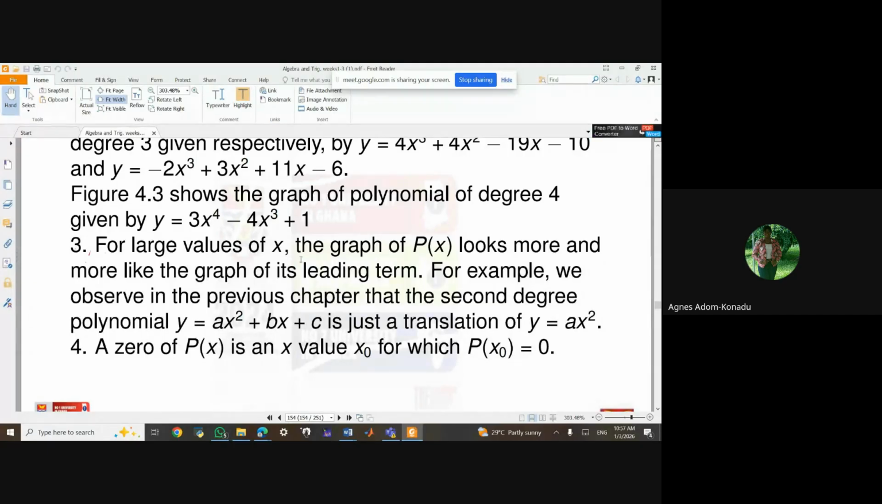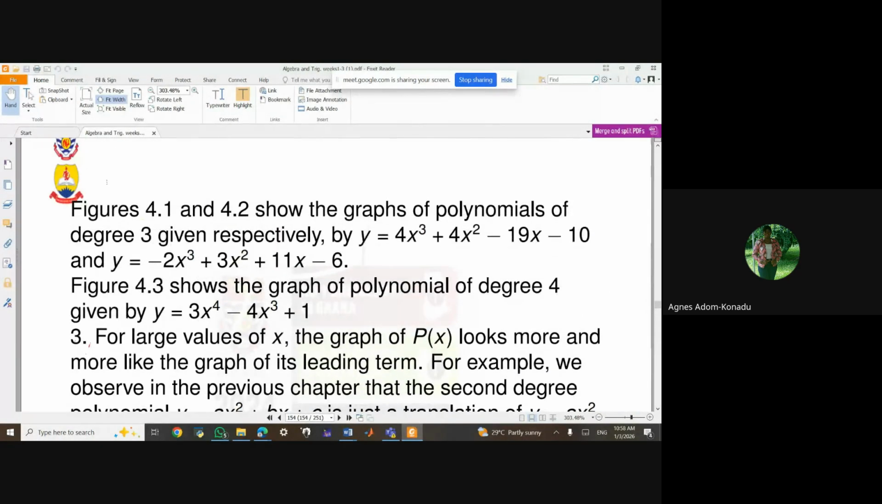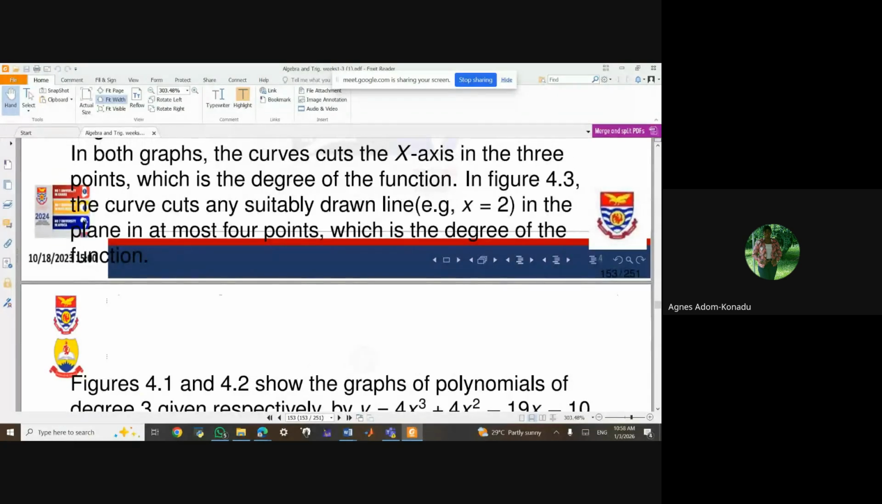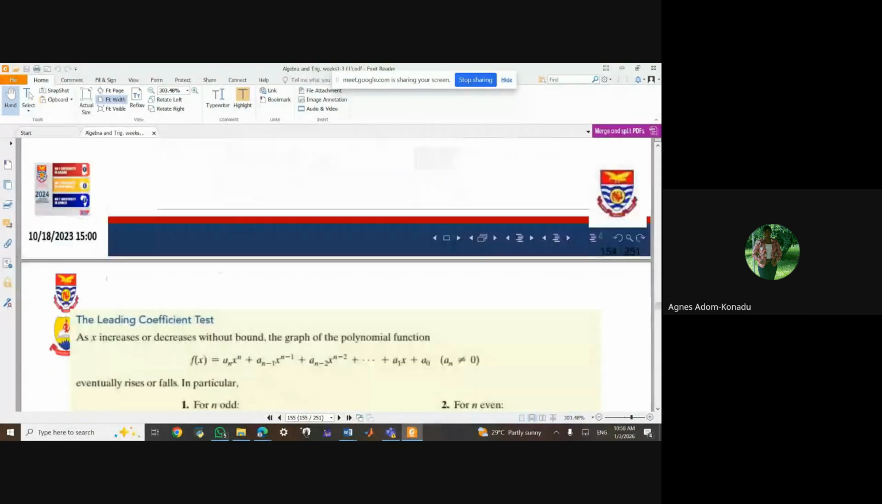It says that for large values of s, the graph of f of s looks more and more like the graph of its leading term. For example, we observed in the previous chapter that the second degree polynomial, y equals as squared plus bs plus c, is just a translation of y equals s squared. That is the quadratic. A zero of a polynomial is any s value, s naught, for which f of s is equal to 0. So to find the zeros of a polynomial, we just equate the function to 0.